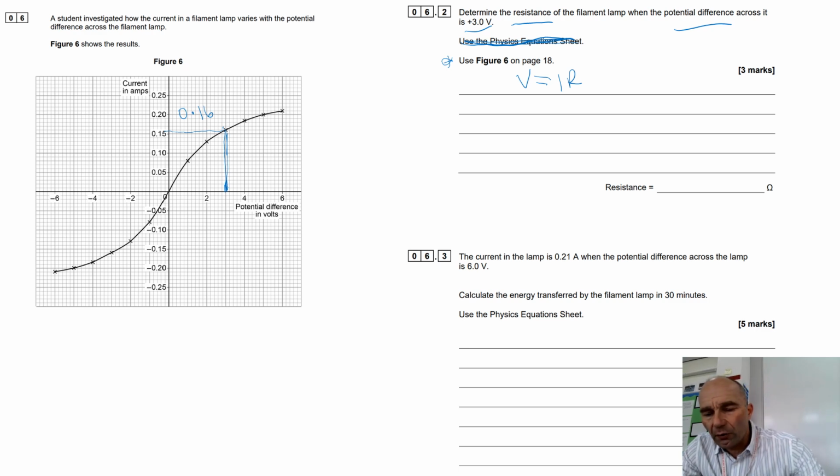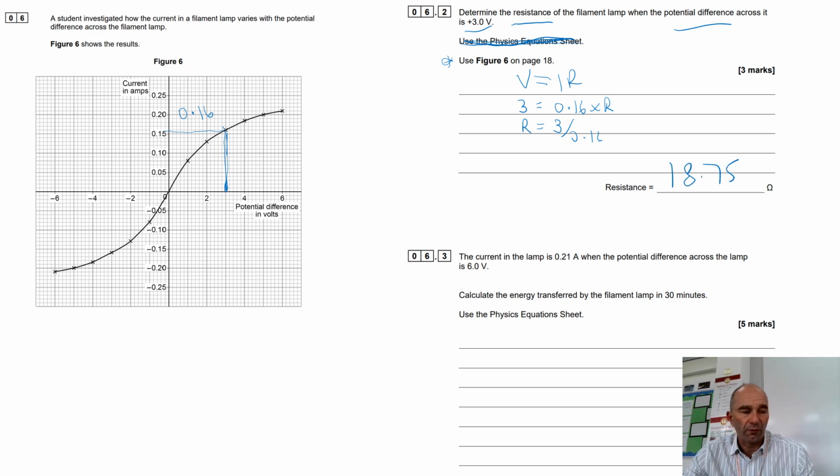Let's substitute our numbers in. So at the minute, we haven't got a mark for the correct formula. We get the mark when we substitute numbers in. So you got 3 equals 0.16 amperes multiplied by resistance. We've now got a mark. Get resistance by itself, which is 3 divided by 0.16. And when you put those numbers into your calculator, you end up with an answer of 18.75 ohms. Now, if you rounded that up to 18.8 or even to 19 ohms, you've got your 3 marks. So well done if you did that.